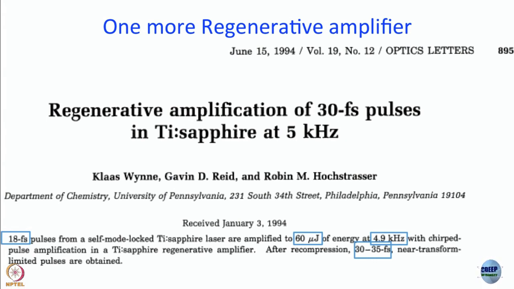So, the laser they used to pump the regen had a repetition rate of 4.9 kilohertz, with chirped pulse amplification in a Ti:sapphire regenerative system. After compression, 30 to 35 femtosecond near transform limited pulses are obtained. So, once again you see, you start with an 18 femtosecond seed, you end up with 30, 35 femtosecond amplified pulses. So, that is why whenever you get an amplifier, you want the oscillator associated with it to have as short a pulse width as possible.